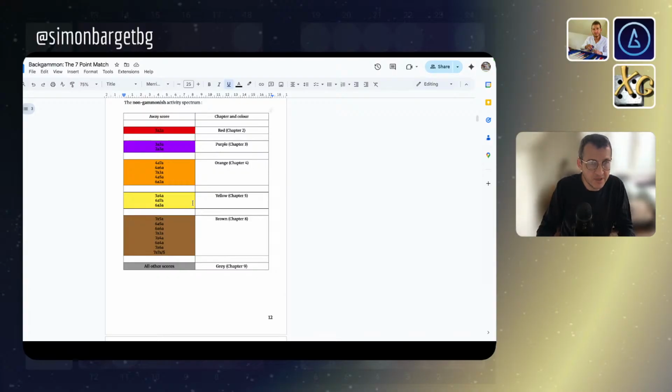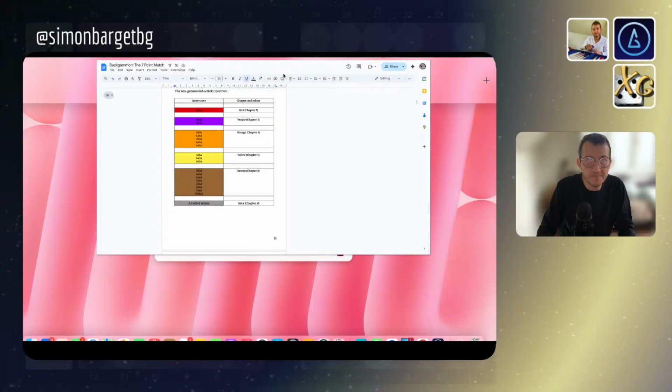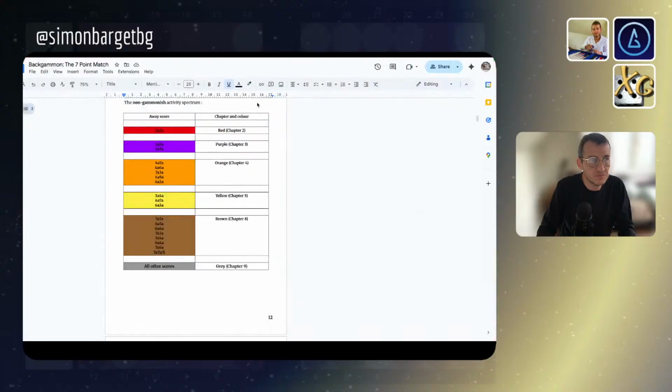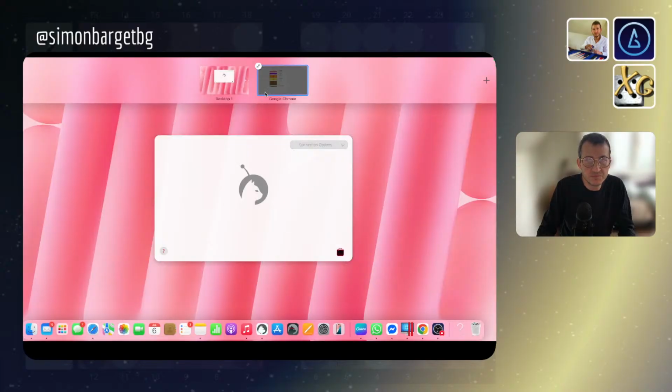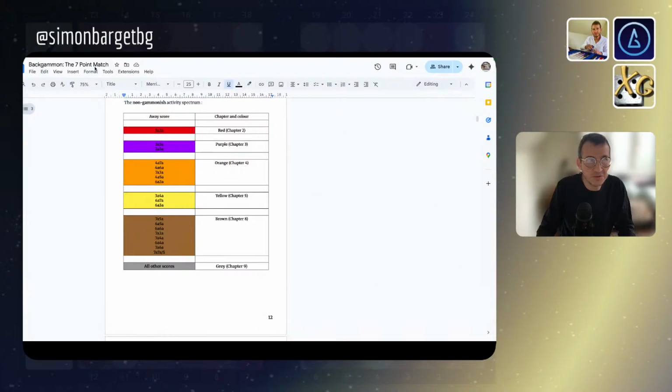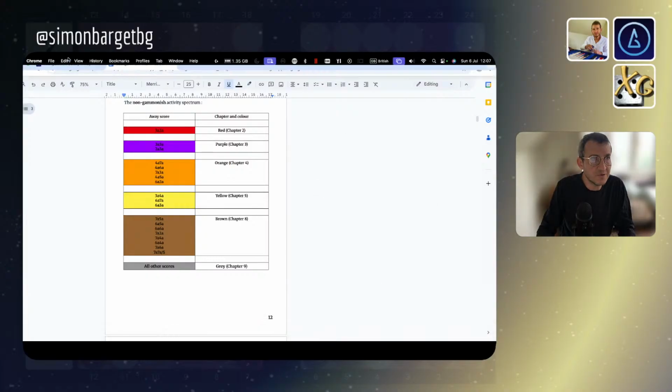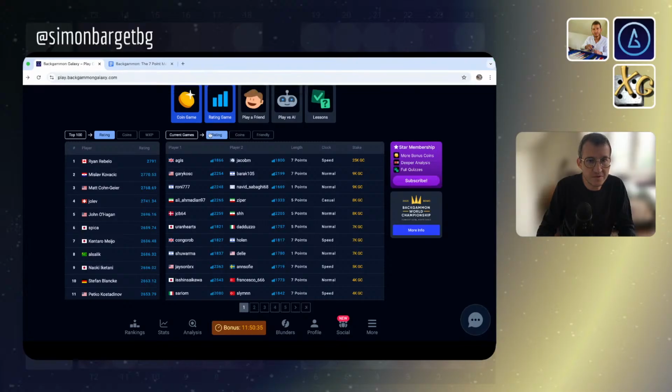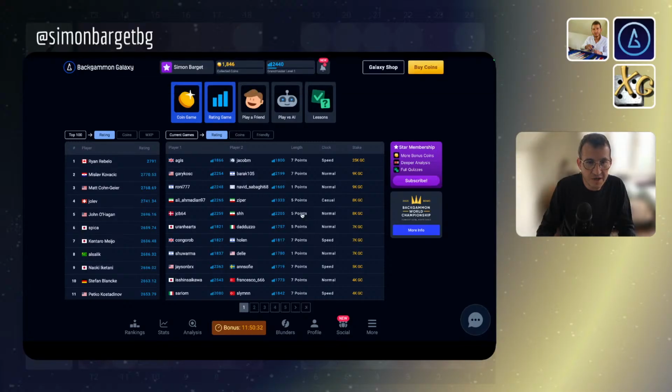So, with that in mind, I'm going to go into a match and try and show you how I employ the colors and flick back between the colors so that we can have a better idea of what the activity spectrums are doing in the book.